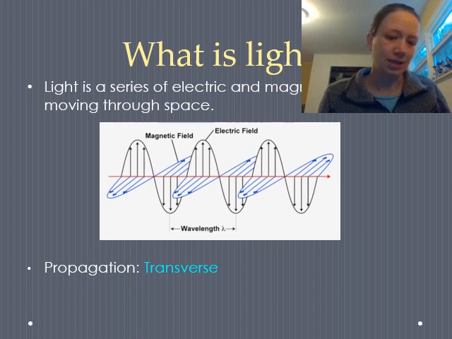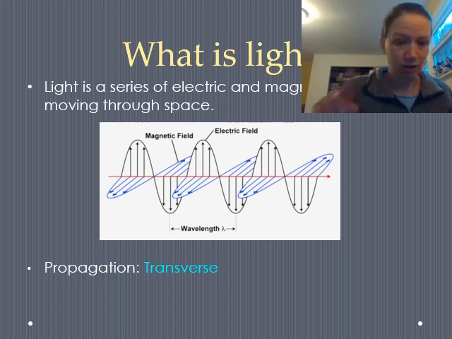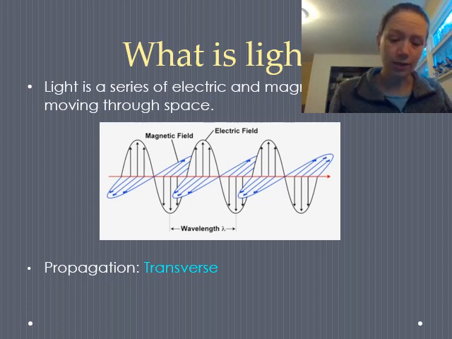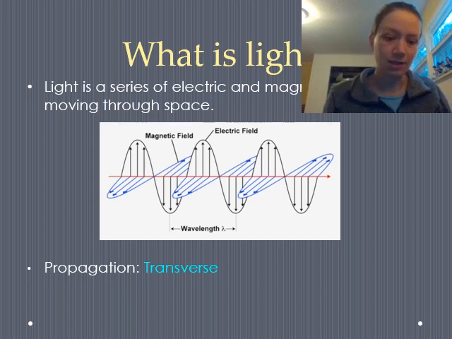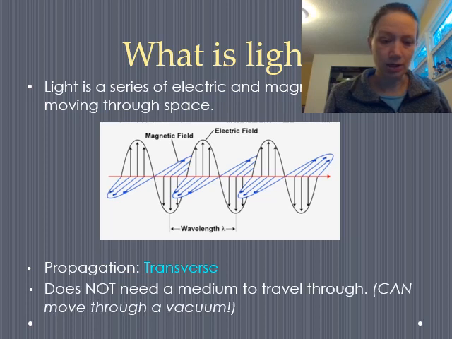We know that light is a transverse wave, even though we can't see it jiggling. We have a tool called a polarizer that lets us prove that, and I'll show it to you in class. But for now, you can just write down that it's transverse.